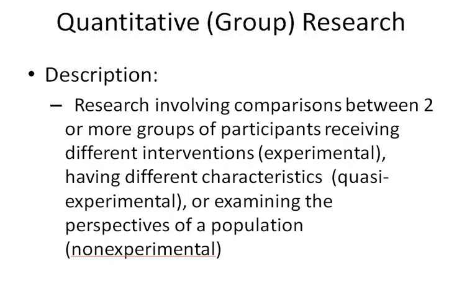So there are actually three sort of subsets of large group research. The first type you'll see in the slide: if you have two or more groups of participants that are receiving different interventions, that is experimental research typically. I have a handout that's going to explain this that I'll give you in class. There's also research involving large groups of people who have different characteristics.